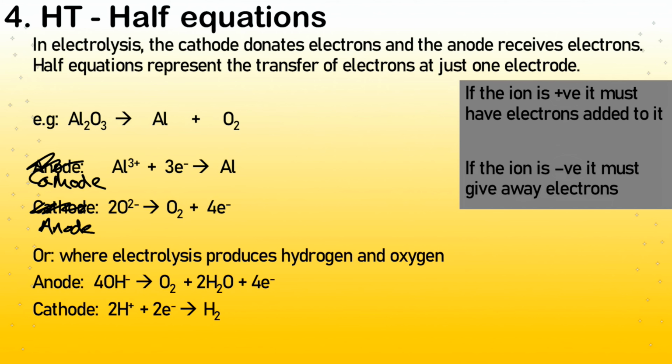At the cathode, which is negative, we've got 2 hydrogen ions that are going to go to form hydrogen gas. 2 hydrogen ions form H2, which is diatomic. Therefore, each one has a one plus charge. It needs to gain an electron each. So 2 hydrogen ions need to gain 2 electrons.